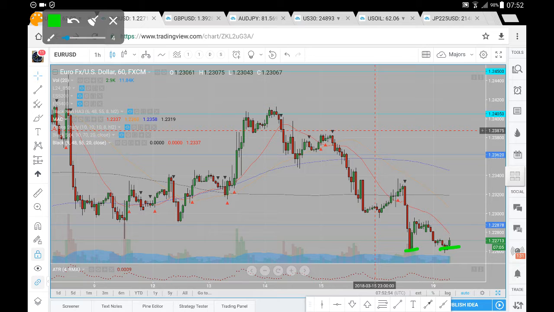It does appear that we are putting in a bit of a double bottom at the moment, so we could potentially see prices head back up towards that 22.87. If we don't see the sell side momentum from 22.87, if we do hold on to 22.87, we'll be expecting price to move towards that 123, where we do have the 400 period moving average.